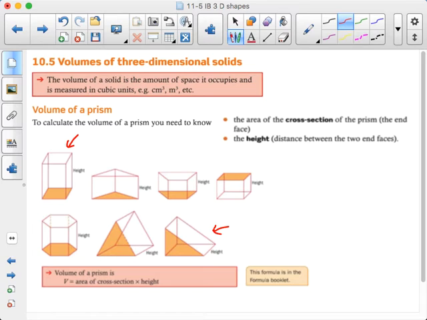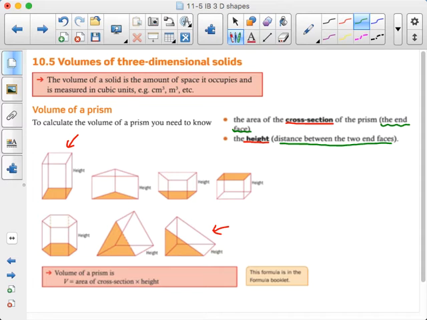The volume of a solid is the amount of space it occupies. But to calculate the volume of a prism, you need to know the area of the cross-section and the height. Cross-section means basically the end face. This is a good way to think about it. So you need to know the area of the end, and you need to know the height, which is the distance between the two end faces.